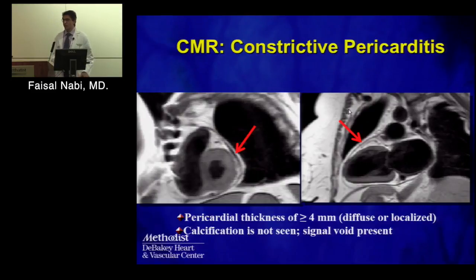I should note that with CMR, as you know, CMR images are made by proton imaging, and calcium does not have protons. So really, calcifications per se are not well seen. Sometimes we can infer it when we see a thickened pericardium with a lot of signal dropout. We suspect that there's calcium there, but it's not that we actually see the calcium as we do with CT.